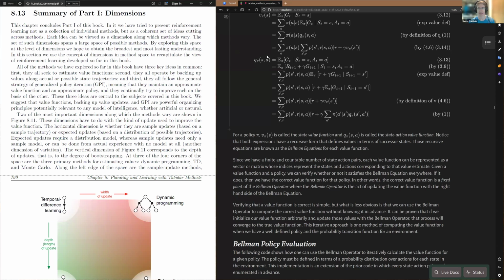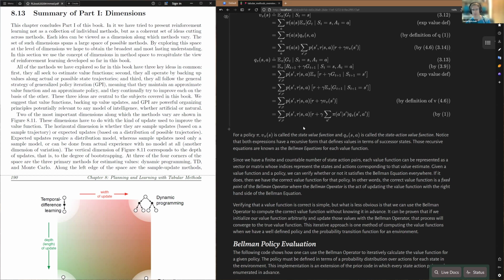So if you initialize these with random values, let's say, which is commonly done, then we have all these values, and these values are not correct, but we have them. And we can basically set this equality, and we can keep going through and setting it, and eventually the process will converge. And once it converges, then we know the value function is correct.